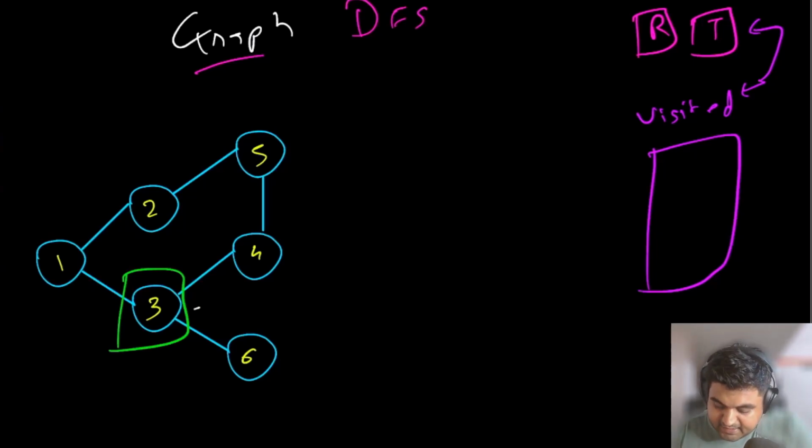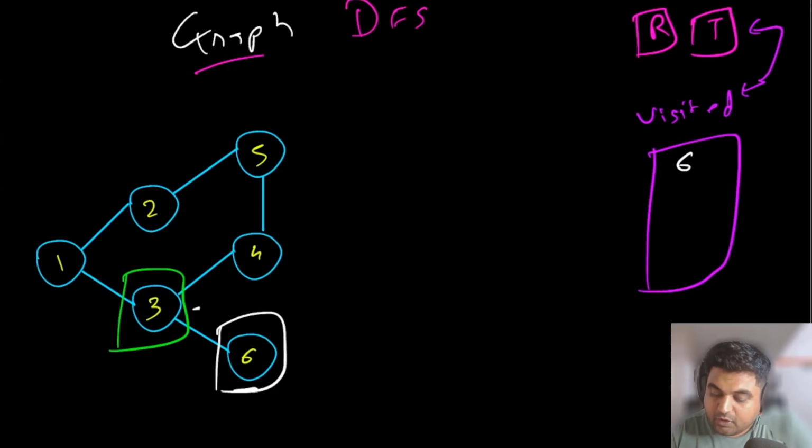So let's start iterating from node number 3. The first neighbor we are going to visit for node number 3 is node number 6. Currently node number 6 is not visited, so we are going to mark it as visited. Again, for node number 6, we are going to call the same recursive function, which is going to visit the neighbors of node number 6.